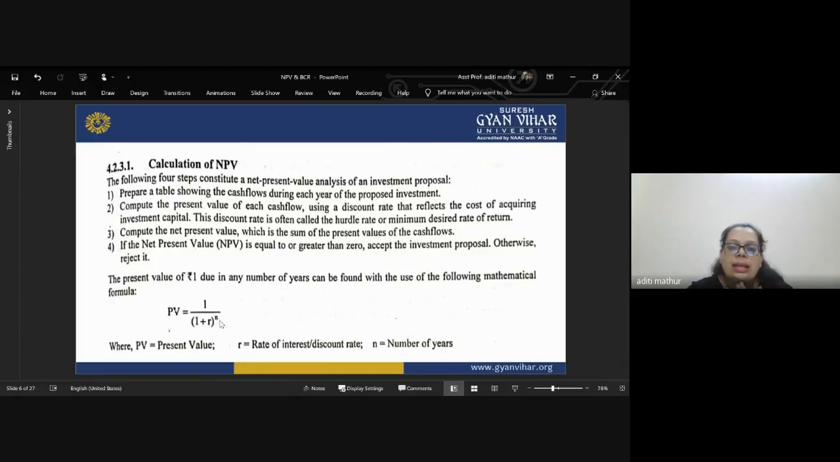This is how we calculate the present value, this is the present value factor. We know the formula that the future value is multiplied by 1 over (1 plus r) to the power of n. This is the discounting formula. We have learned it in time value of money, so I'm not repeating the method or the calculation again. You know it very well.